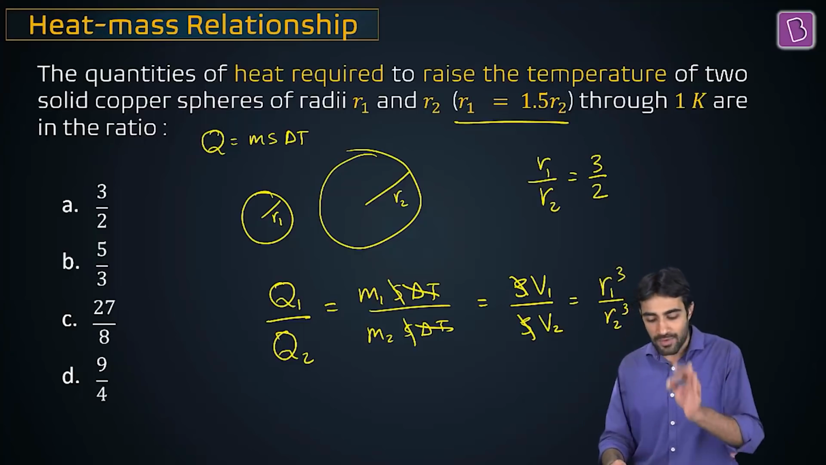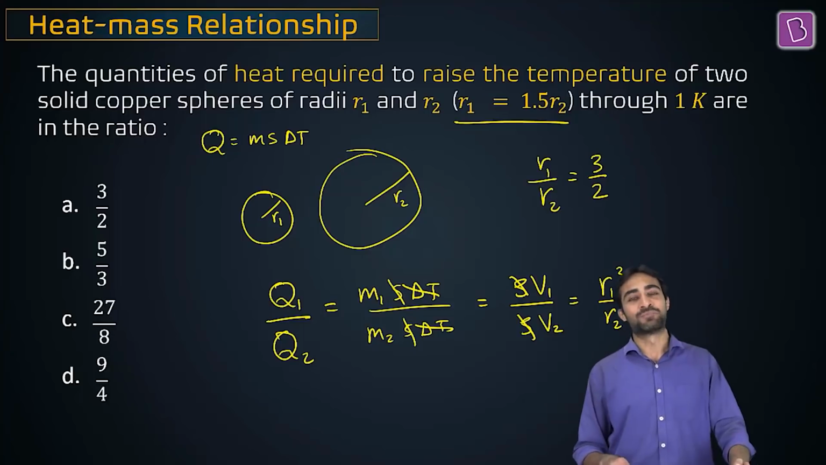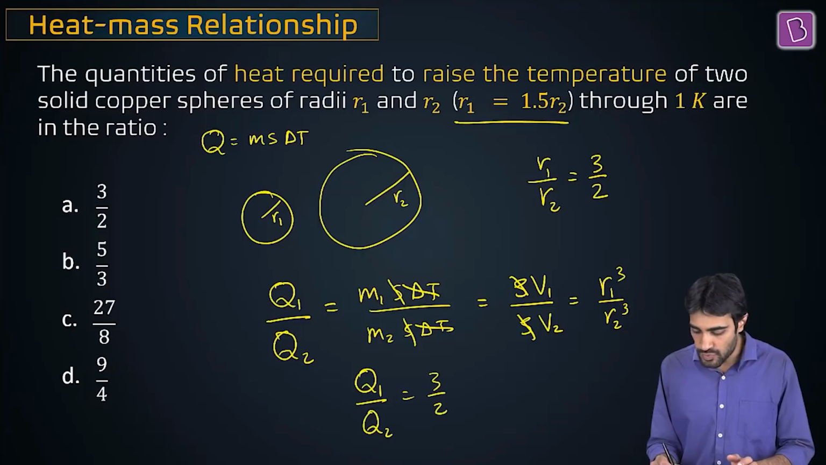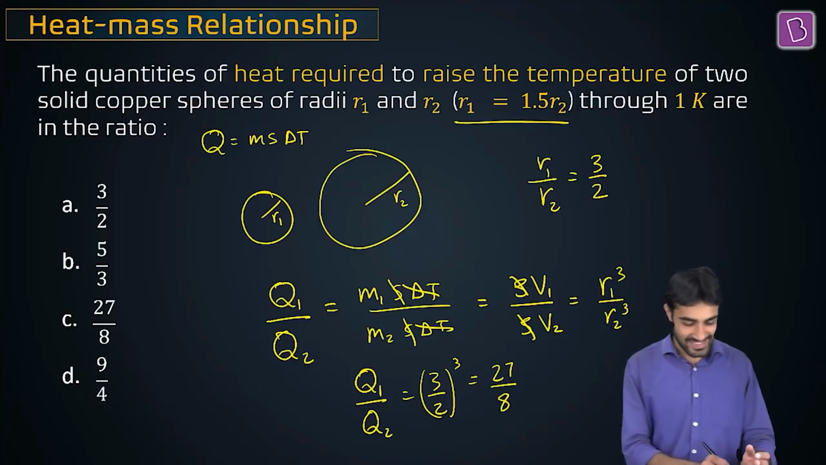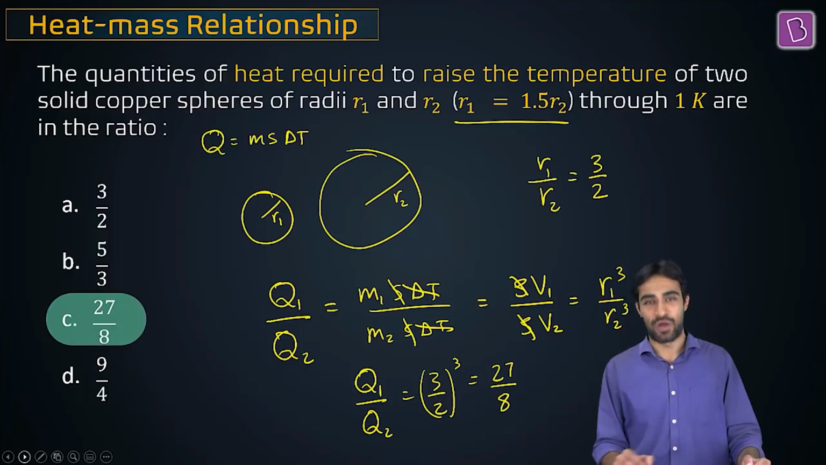Now, do we know R1 by R2? Yes, this is 3 by 2. So Q1 by Q2 is nothing but 3 by 2 whole cube. So we get 27 divided by 8. And we can see that option C is the right answer for our question.